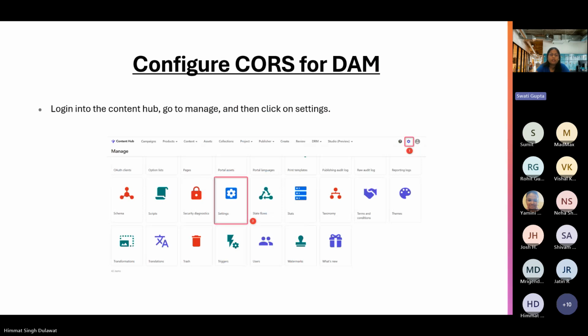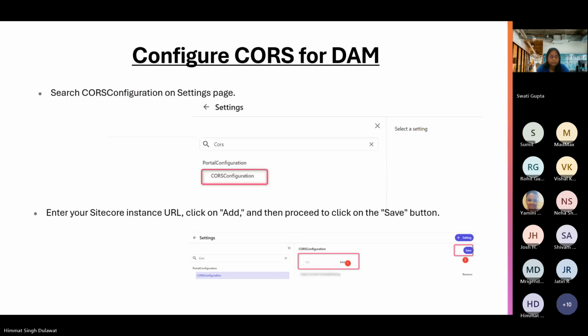In the next slide, we need to configure the CORS for the DAM. To configure the CORS for the DAM, we again need to go into the same screen after logging into the content app. We need to click on the manage icon in the top right corner, and there will be the settings icon, which is shown in the slide. Once you click on settings, in the next slide it will open this screen.